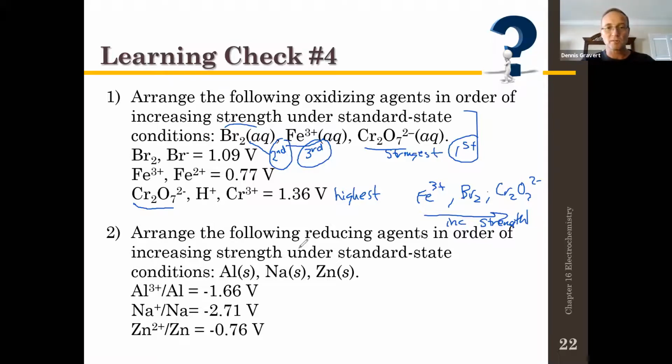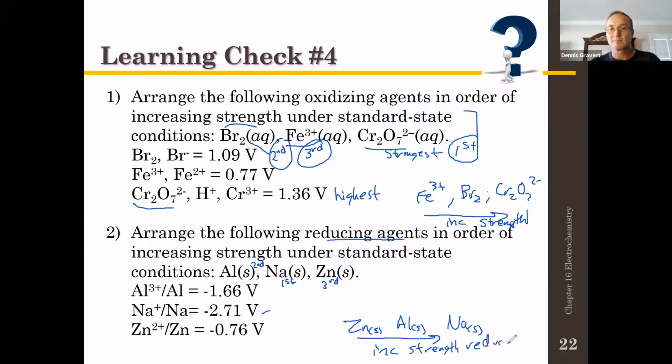All right, let's do it for the other idea, reducing agents. Okay, so more negative numbers. So who's the most negative? This one. Sodium is first place in terms of reducing power. And then negative 1.66 in between. So the zinc is the weakest, it's third place. It's not very negative, not as much as the other two, and this one gets second place. So in order of increasing strength, so zinc, then aluminum, and then sodium. That's increasing strength as a reducing agent. That makes sense? That's cool.